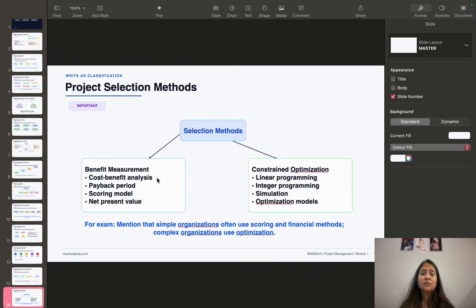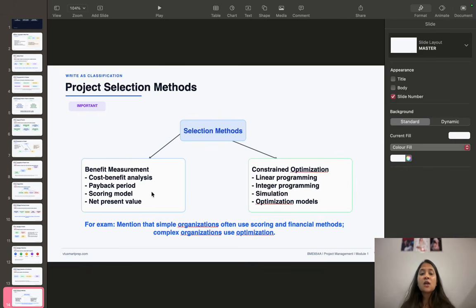And next you have project selection methods. Project selection methods are mainly divided into two types. The first type is the benefit measurement methods. These include cost benefit analysis, payback period, scoring model, and net present value. This method compares the benefit and cost of different projects.